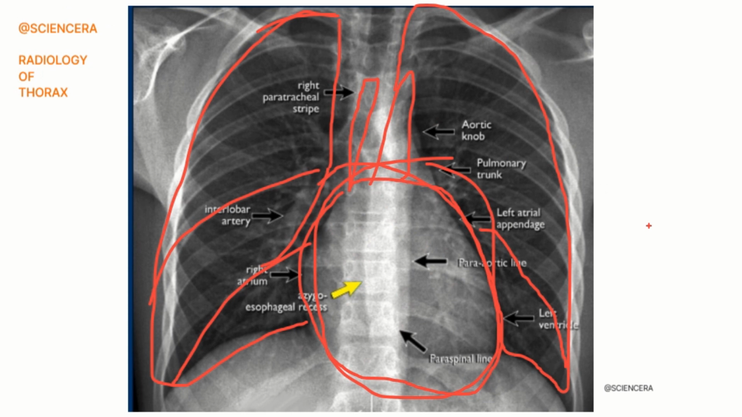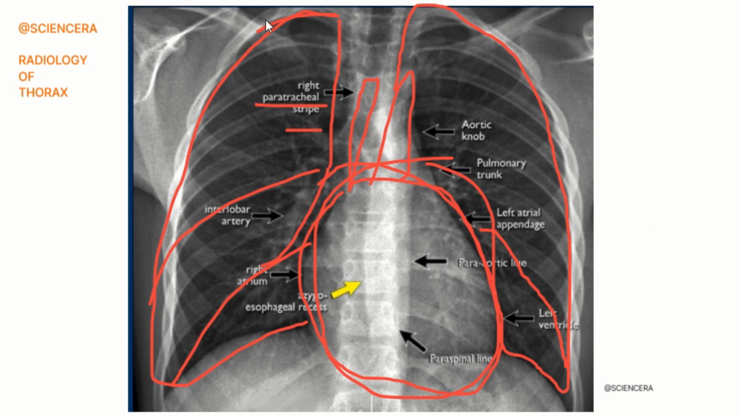Now, imagine these areas are like borders where the lungs meet the other parts of the body, and in these borders, doctors look for certain things that can help them identify if something is wrong. One thing they look for is called a line or a stripe. So here you can see the right paratracheal stripe.